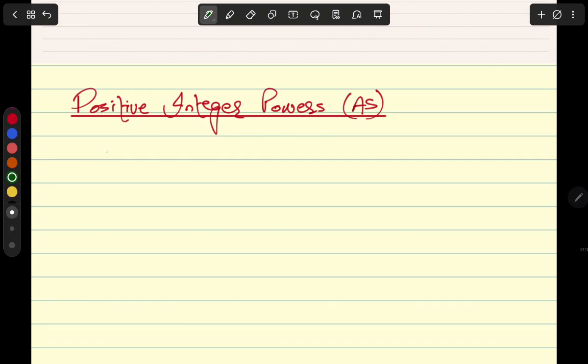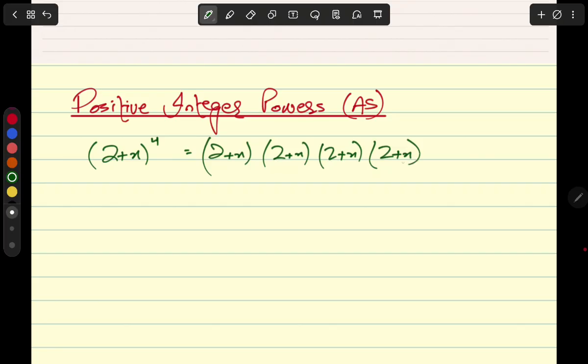Suppose we want to expand 2 plus x to the power of a positive integer, which is positive 4. Could we multiply it 4 times, like 2 plus x times 2 plus x times 2 plus x and times 2 plus x? Can we do that? Of course, but should we? Definitely not. Cambridge expects something much faster.